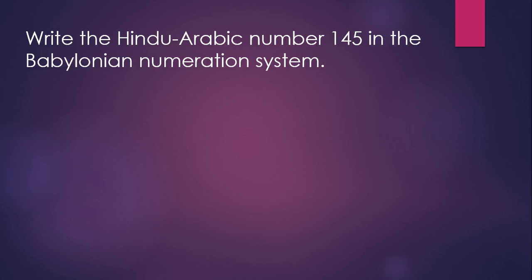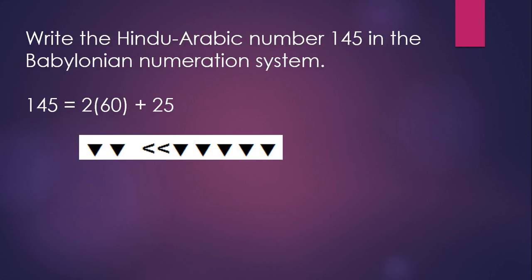Write the Hindu Arabic number 145 in the Babylonian numeration system. Babylonian is a base 60 number system, so 145 is two groups of 60 plus 25, which in Babylonian is represented like this.